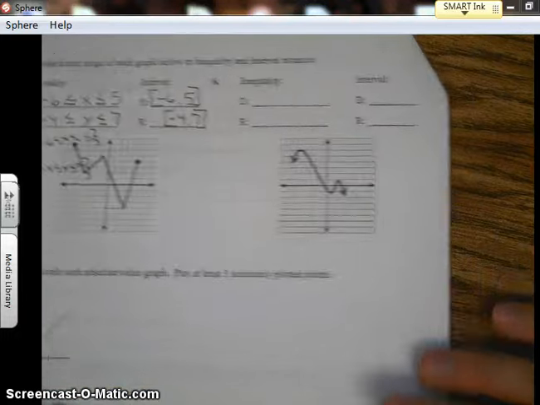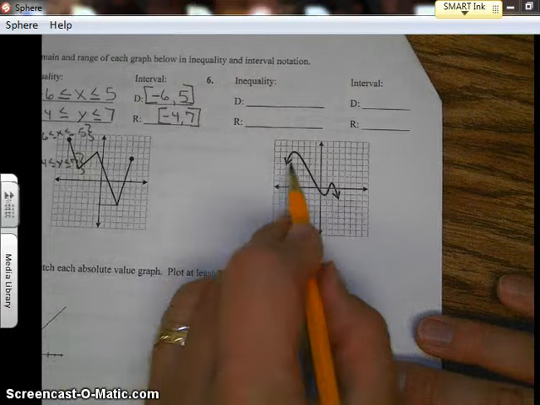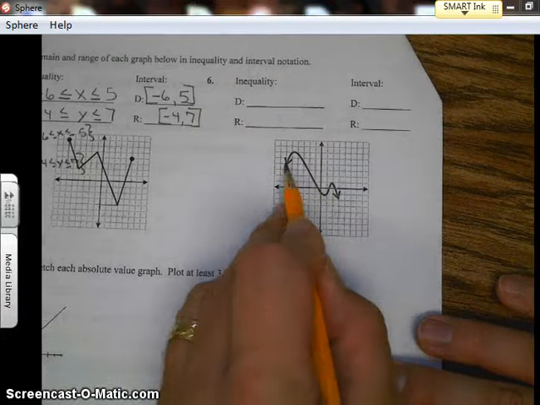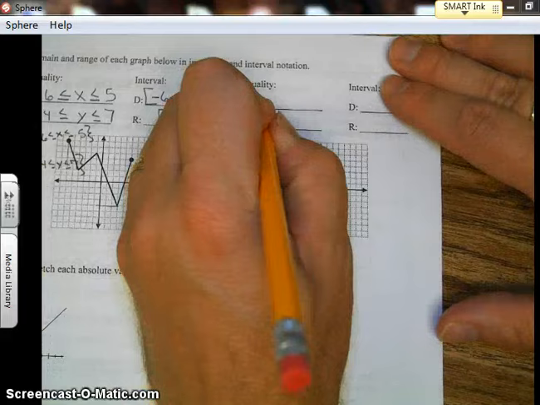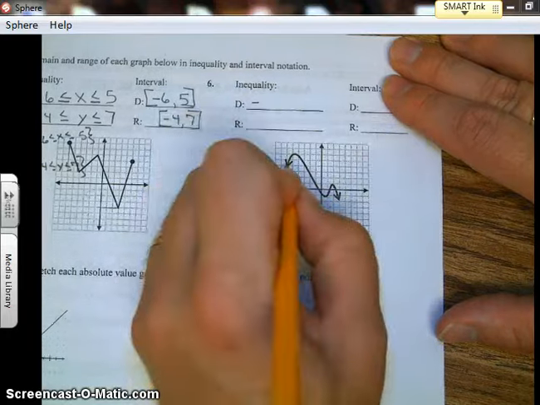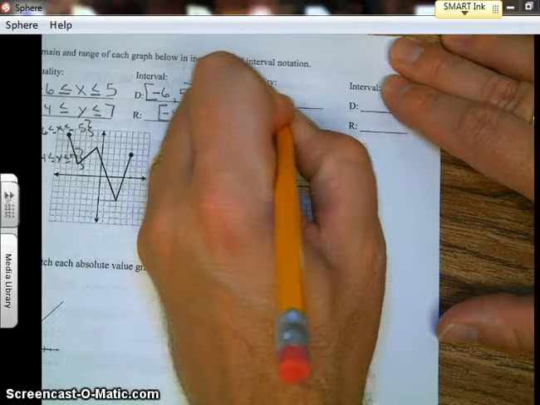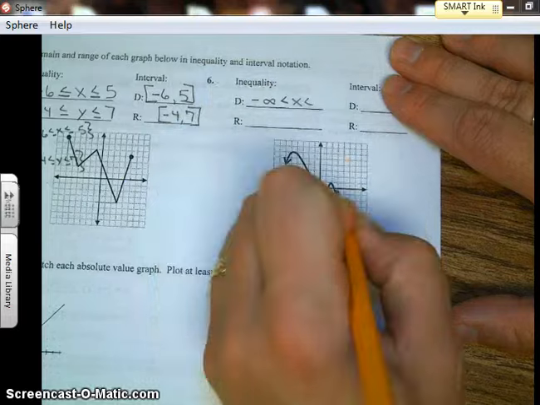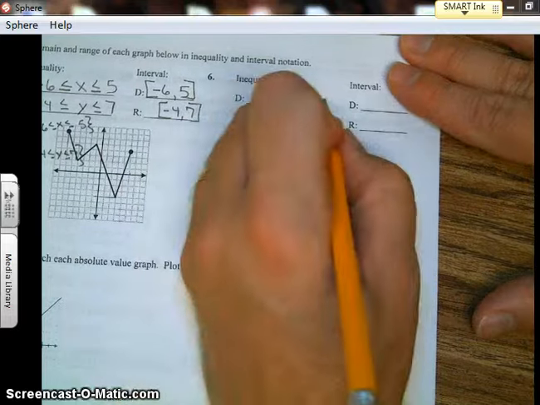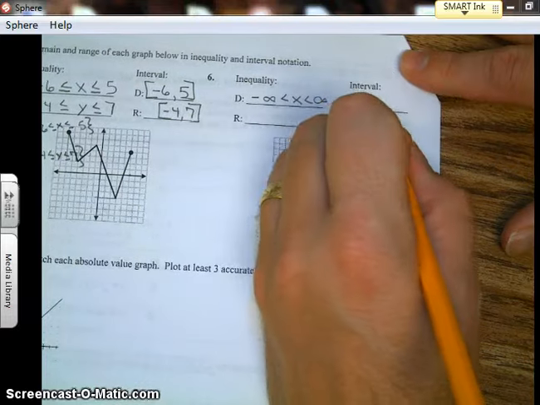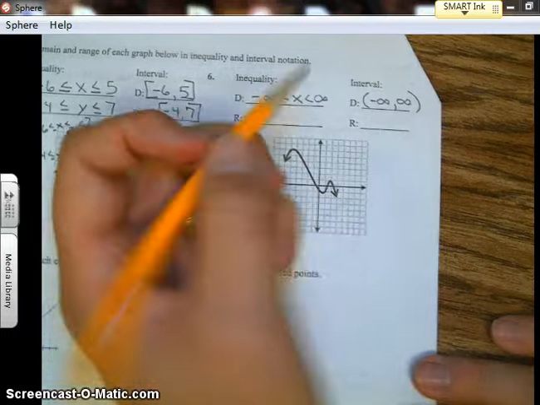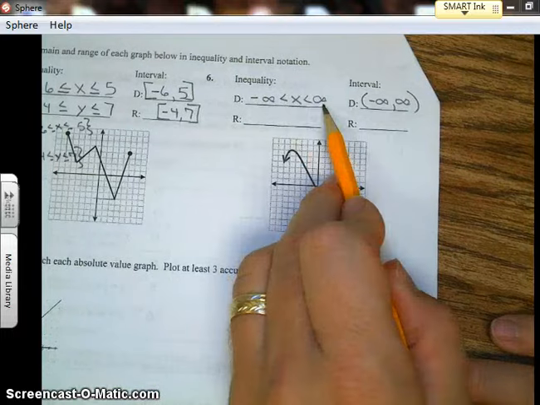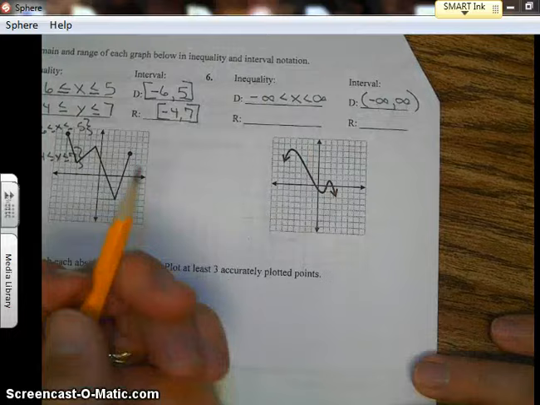Okay. All right. Here we have arrows on the left end and on the right end. So inequality notation is going to go infinitely to the left and infinitely to the right. And we use parentheses for interval notation. Least to greatest. Least to greatest.